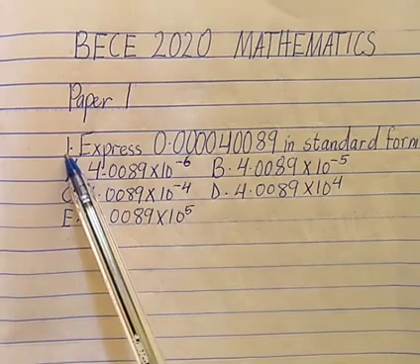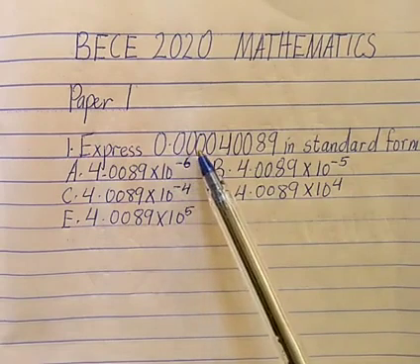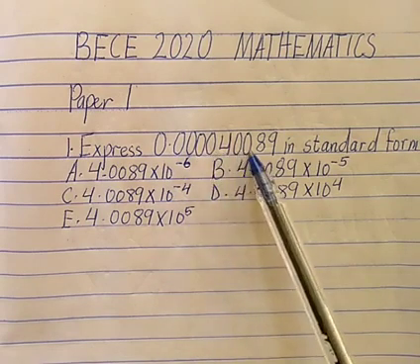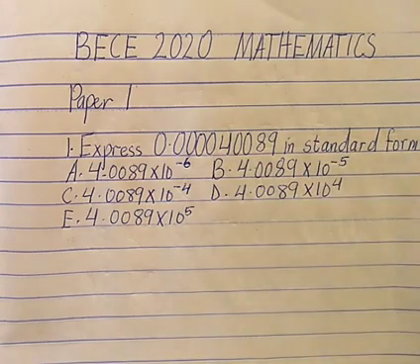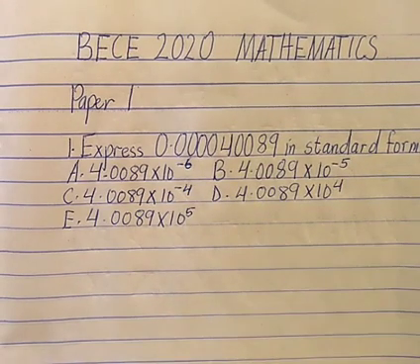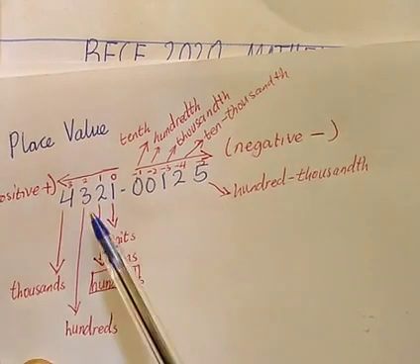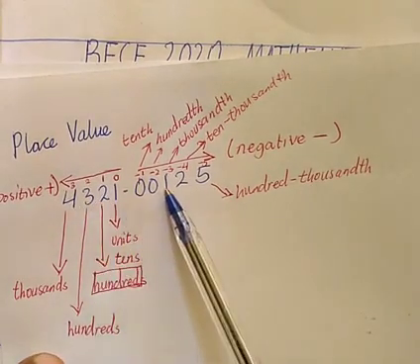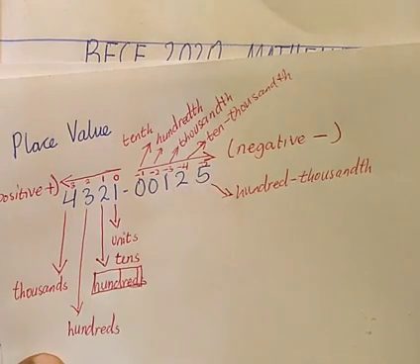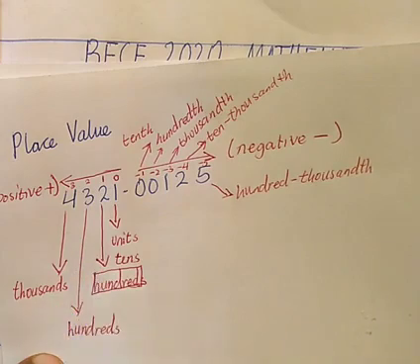So the first question here is: express 0.000040089 in standard form. Now to solve this, let's take a look at place value first. In order for us to be able to solve this, look at this. We have place value here. The number here is 4321.00125. In order to solve this, we have to know the place value of each digit.